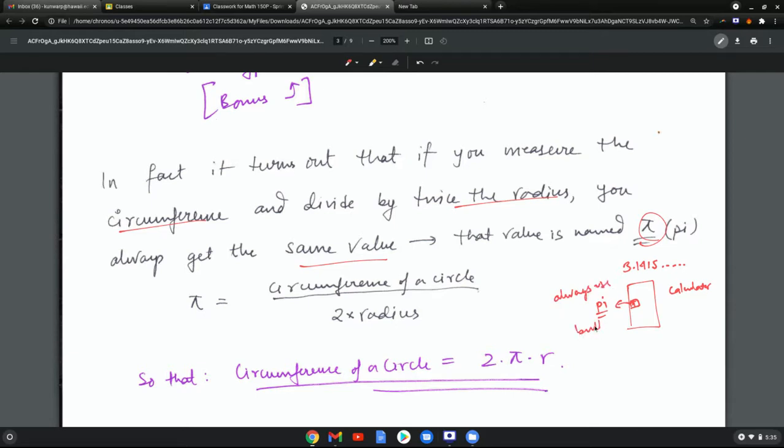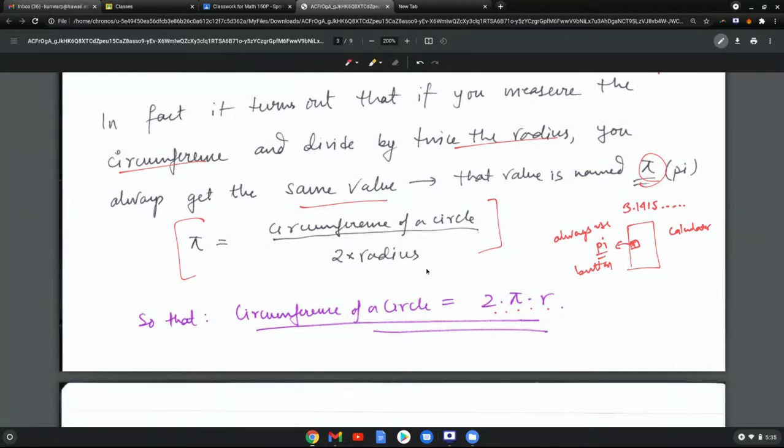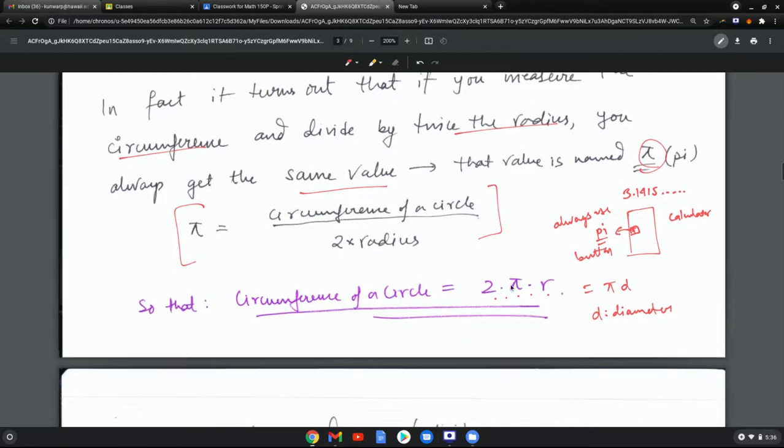Use the pi button for any calculation, because if you use 3.14, your answers will be off because 3.14 is an approximation. So from here, what you get is that circumference of a circle is given by 2 times pi times the radius r. Or another way you may see this formula written is pi times d, where d is the diameter, which at this point should make sense to you because diameter is exactly twice the radius.